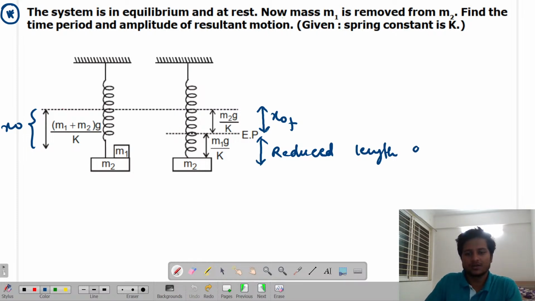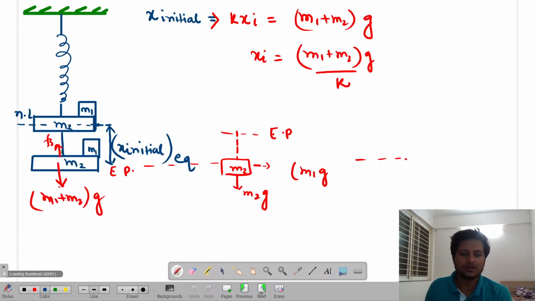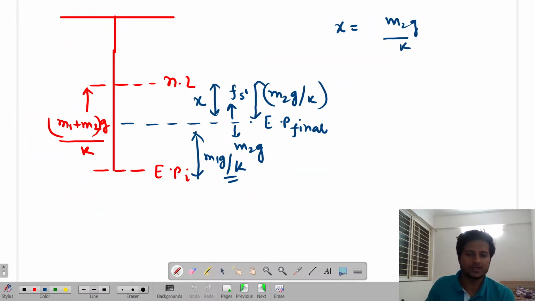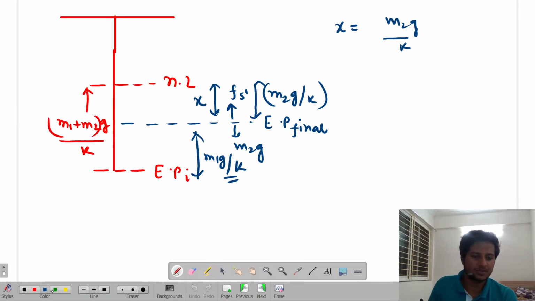reduced length due to removal of mass. मेरी बात समझ में आई या नहीं है? अब ध्यान से देखो. अब तुम ही खुद सोचो. Now you think of one case. Okay, let us just take this picture.